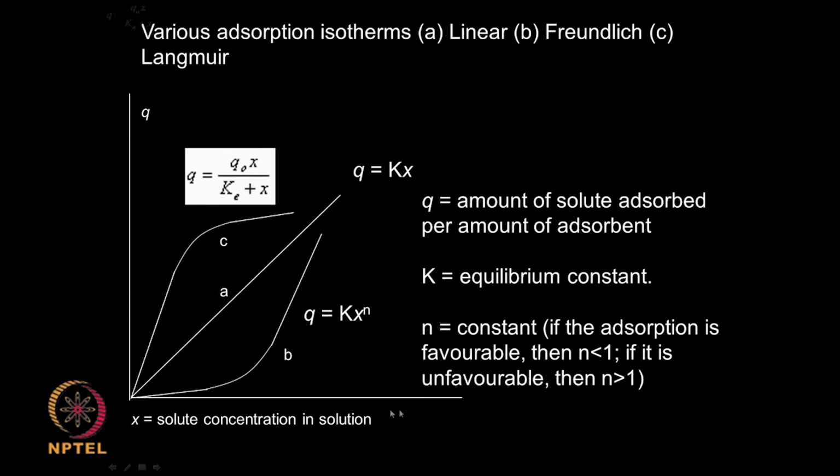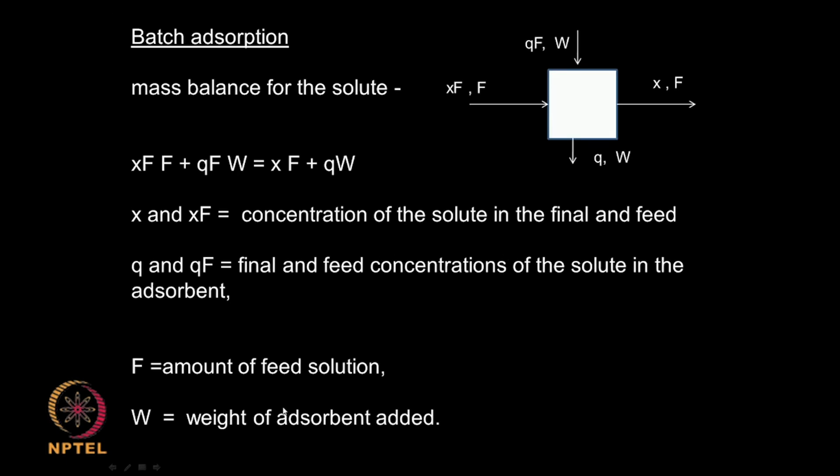So, you can see the x axis is the solute concentration in the solution and the y axis is the amount of solute adsorbed per adsorbent, okay. So, the units are very different. Q will have grams of adsorbate on grams of adsorbent, whereas x will be grams of adsorbate per liter of the solution, that is how it will look, okay.